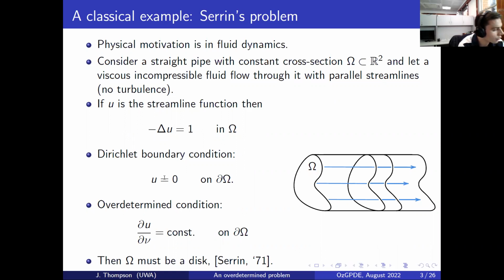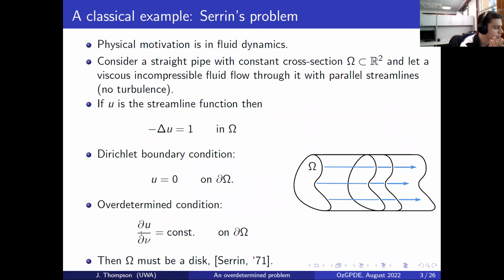Now, we also impose this overdetermined condition that the Neumann derivative of u is constant on the boundary. What this says is that the tangential stress exerted on the pipe is constant. This is beneficial from an engineering standpoint, because as soon as you have differences in stress on the object, this leads to fatigue quicker. So if it's constant, then you would hope that the pipe doesn't break for longer.